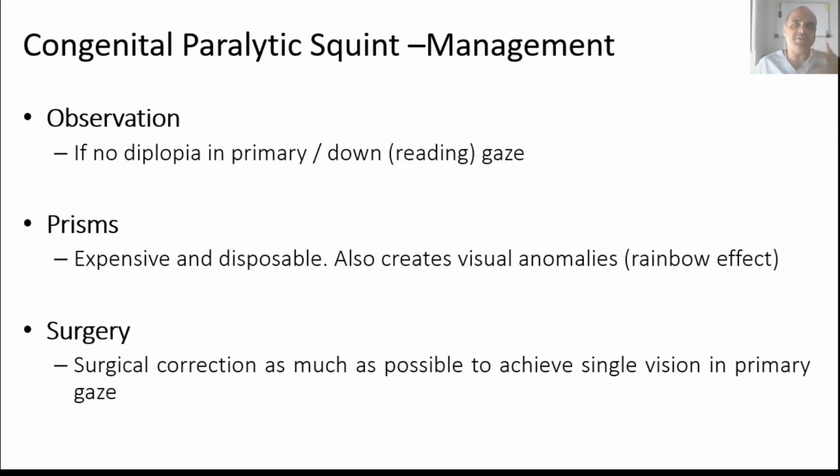Prisms are used if observation is something that can't be done, and there is obvious diplopia in primary or down gazes. Prisms are usually stuck onto spectacles. They're sort of expensive, and they also tend to create some visual anomalies, like a rainbow effect, because they disperse the light. Surgery is basically the last option, but the problem is you are dealing with a muscle that has little or no activity, because it's either paralytic or has been paralyzed. So we operate on the counter muscle, the muscle that has the opposing action, and weaken it as much as possible so that the eyes are able to achieve single vision, i.e., there is no diplopia when the person is looking straight in primary gaze. Primary gaze is looking straight.